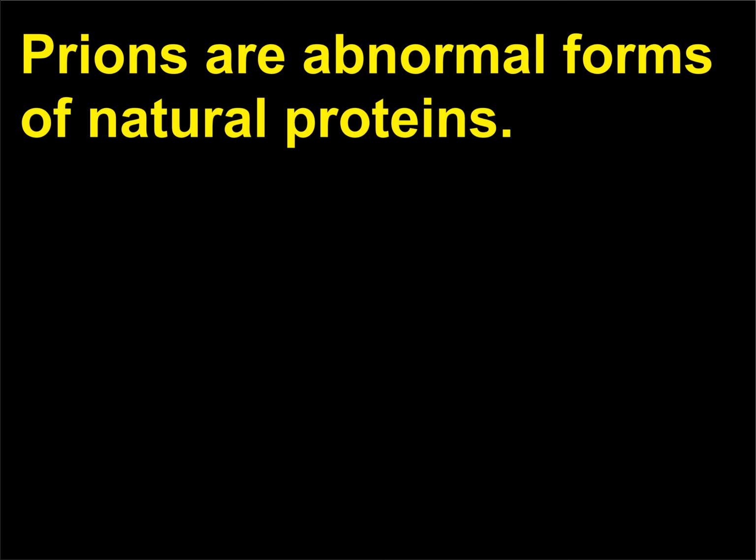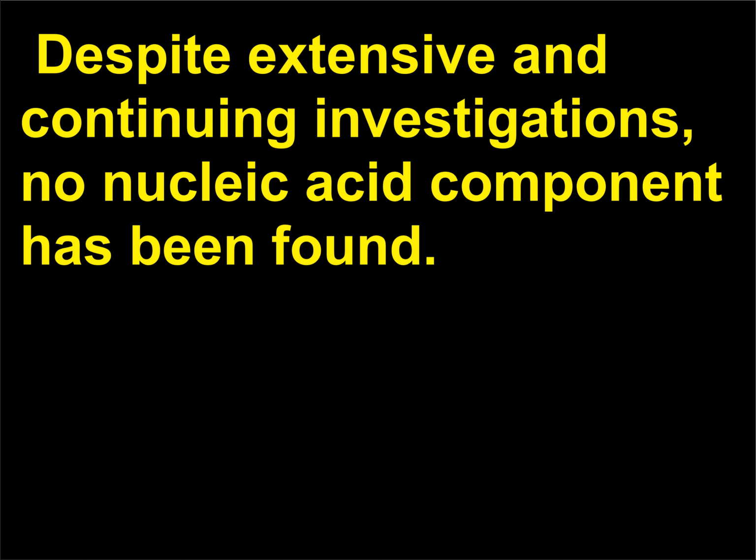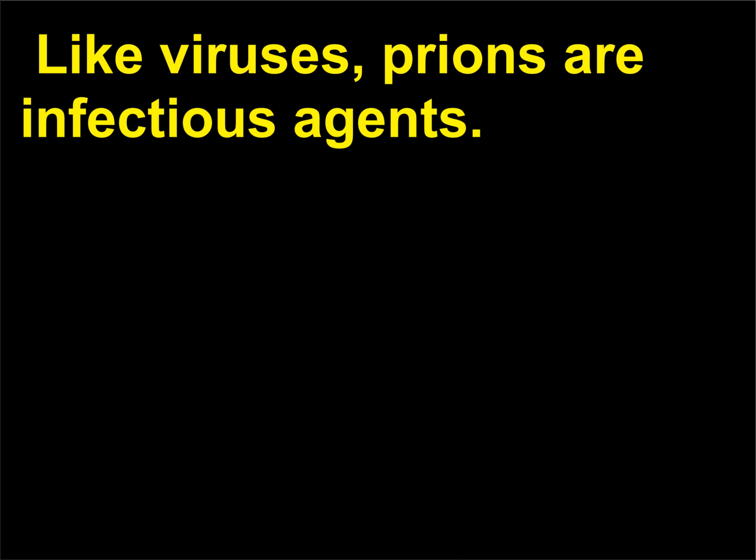Prions are abnormal forms of natural proteins. Current research indicates that a prion is composed of about 250 amino acids. Despite extensive and continuing investigations, no nucleic acid component has been found. Like viruses, prions are infectious agents.